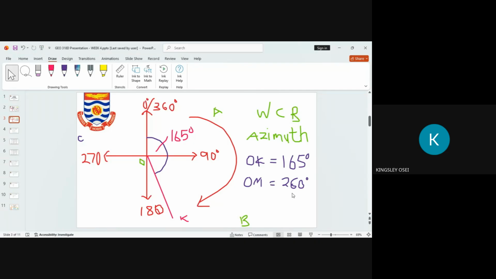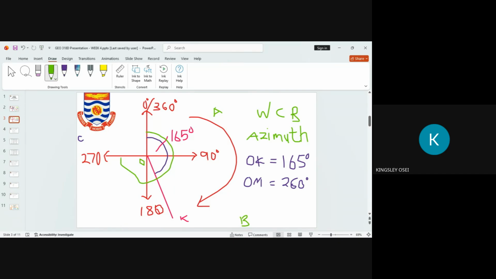Principle remains the same. From the north, you begin to turn clockwise. Now, if on the north I begin to turn clockwise, what will be my value I'm calling OM? 260. So this is how we begin. We take off from here, turning clockwise. You come to meet 90. No, 260 is more than 90. You continue. Come to meet 180. No, 260 is more than 180, but less than 270. Then I begin to take off.